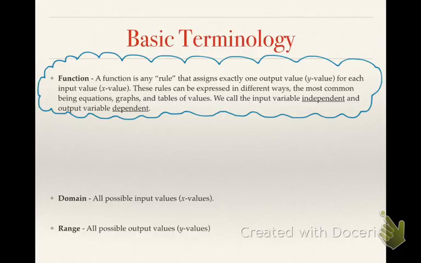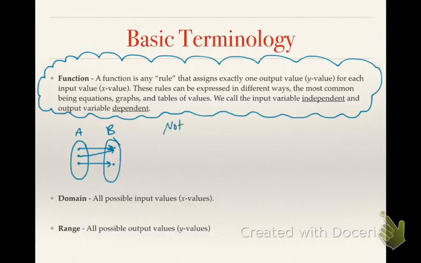So we saw equations, we saw graphs, we saw tables. If I draw in a domain A and a range B, a function occurs whenever each input goes to only one output. Okay, you can have the same output from different inputs, but each input can only have one output.